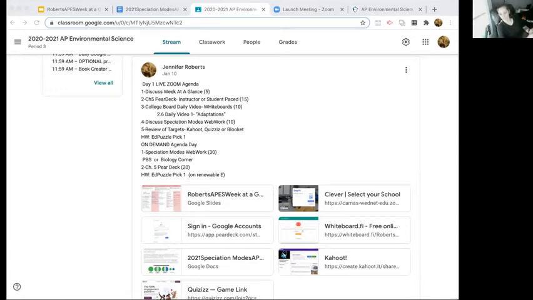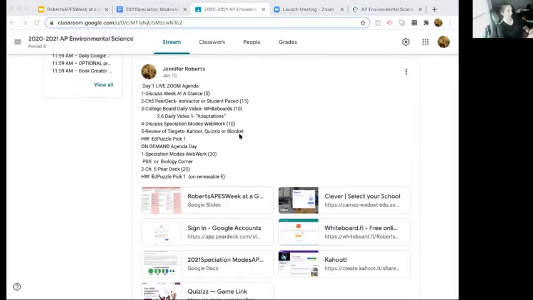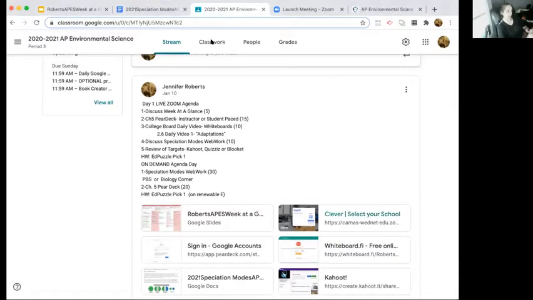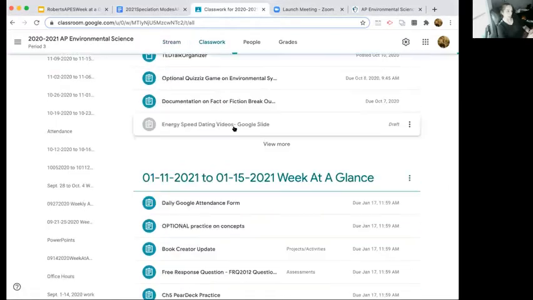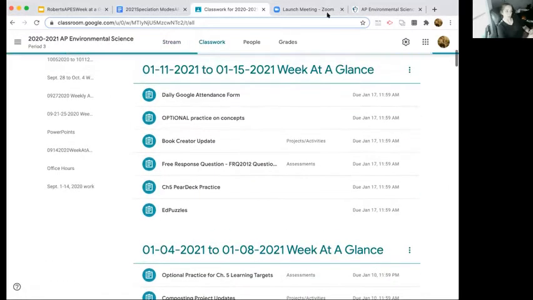Okay, let's see. Under the classwork tab, under this week, I'll go there first, is your daily Google attendance form. So don't forget, you need to do that every day. And this week it's your learning targets. So it's basically having you rate yourself on the different targets for chapter 5.